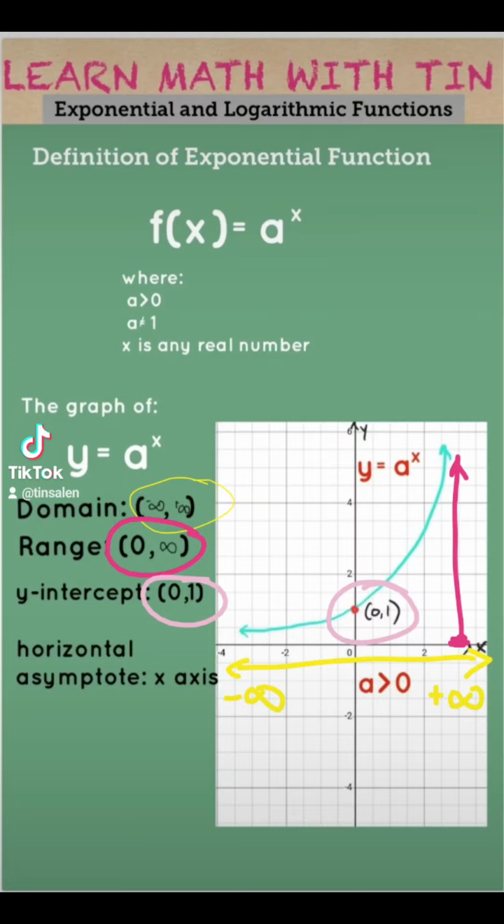Now for y-intercept, we can get this by letting x is equal to 0, substitute it in the equation, so a raised to 0 is equal to 1. Now we know that x is 0, y is 1. For the horizontal asymptote, it's x-axis because we can check from the graph that it will go through the negative infinity of the x-axis but it will never touch the x-axis.